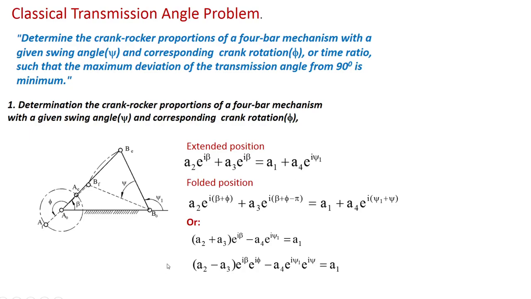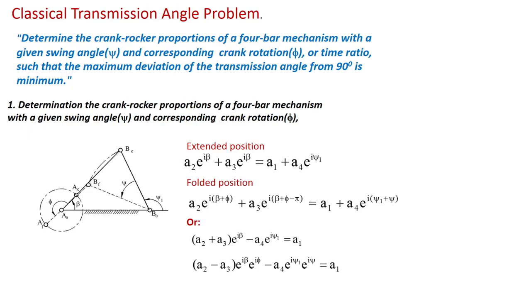These two equations I can combine and write as A2 plus A3 e to the I beta, minus A4 e to the I psi 1, is equal to A1. The second equation, since e to the I pi is minus one, becomes A2 minus A3, e to the I beta, e to the I phi, minus A4 e to the I psi 1, times e to the I psi, is equal to A1. Now, I have two equations.